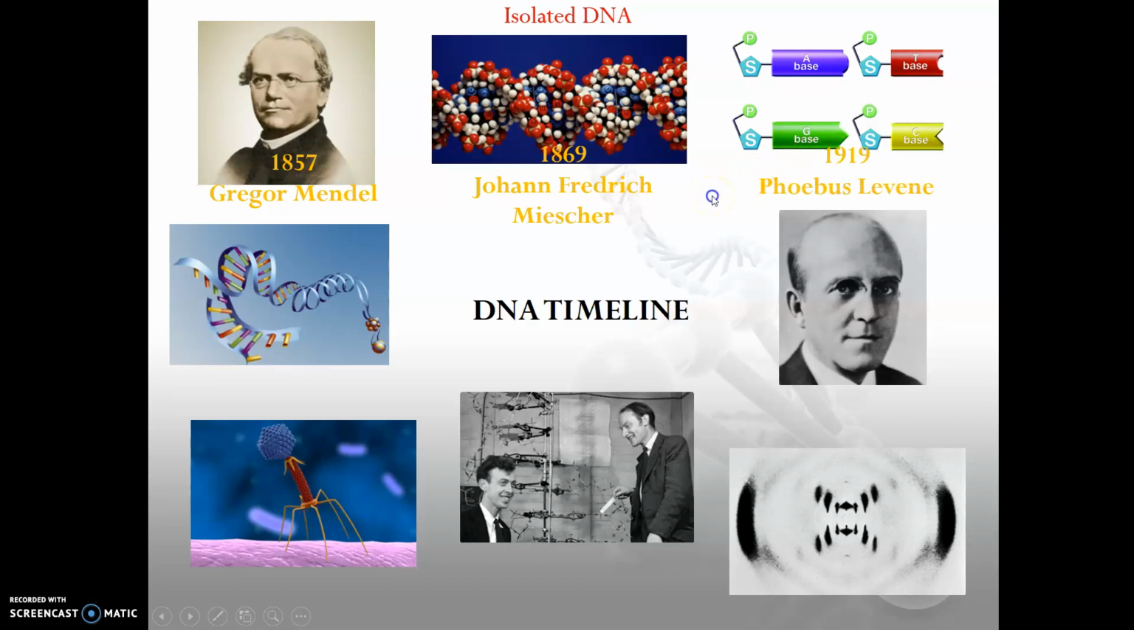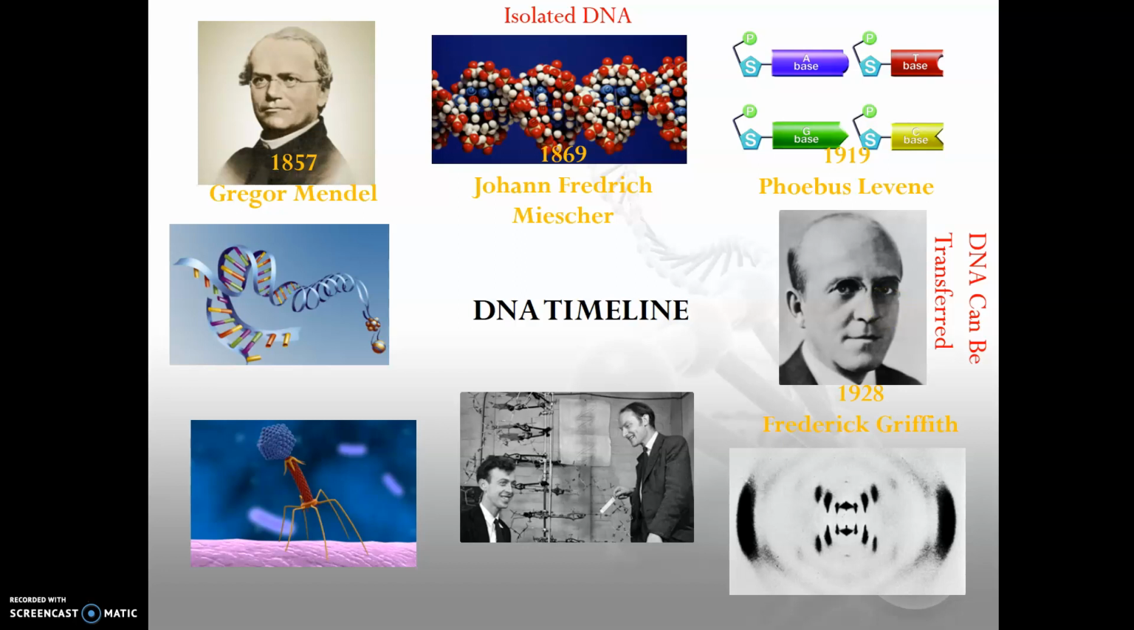In 1919, we have Phoebus Levene, who figured out the bases, an A base with a T base go together, and a G base and a C base go together. So we're showing here how these sort of fit together in one another. They have sort of the same puzzle piece. In 1928 was Frederick Griffith, and he figured out that DNA can be transferred. So if you cross 2 pea plants together, you've transferred some of that DNA.